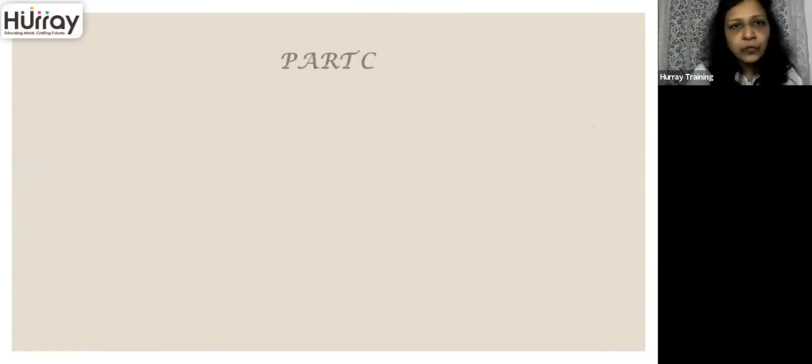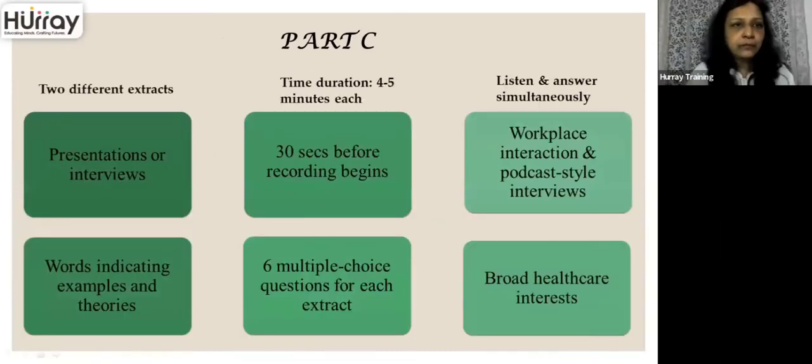Now let's move on to Part C. Part C, as I said earlier, here there are two extracts of bigger, longer length. Time duration is 4 to 5 minutes. You listen and answer simultaneously. Here they are, these are presentations or interviews. They're called presentation extracts. The first extract is called consultation extract. Part B is called workplace extract. Part C is called presentation extract.